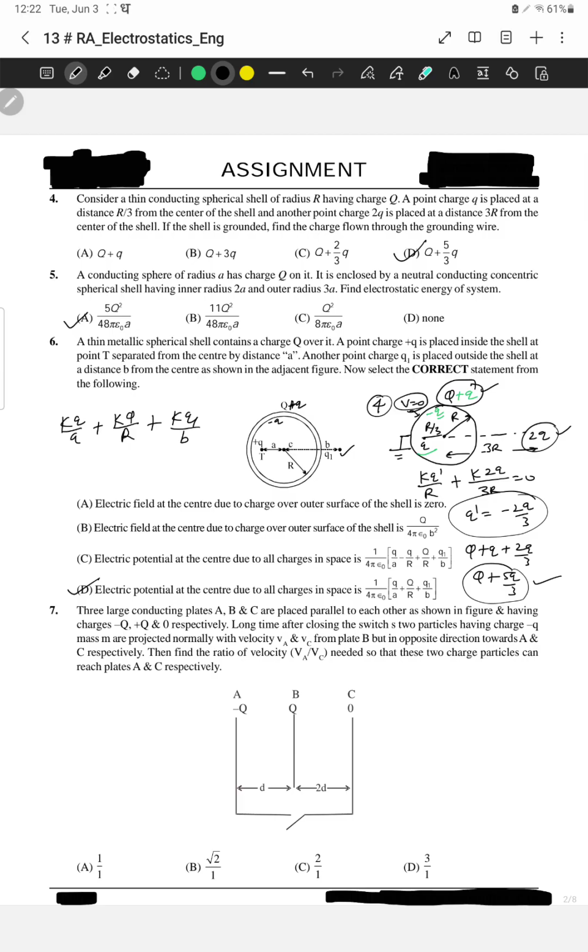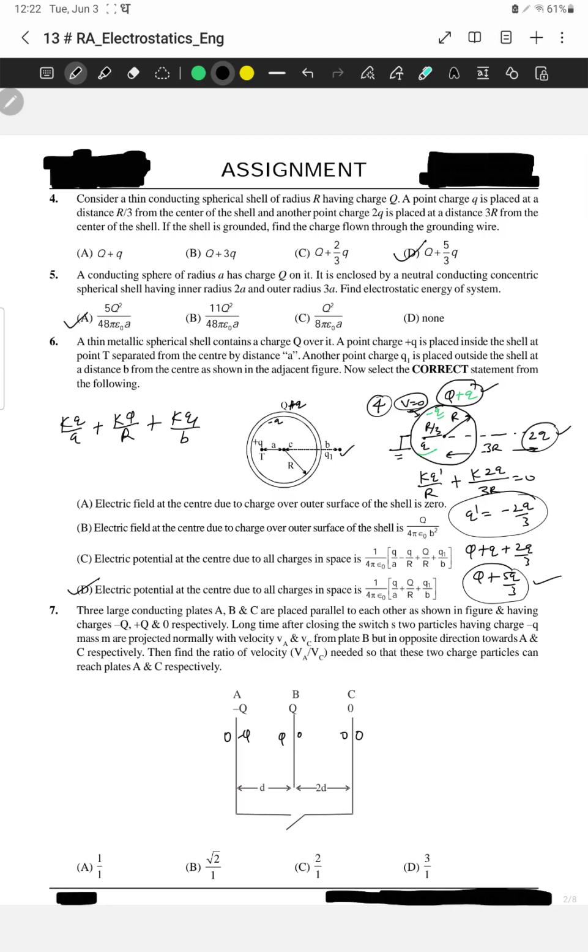Okay, let's come to the next question number 7. Three large conducting plates A, B, C are placed parallel to each other as shown in the figure, having charges minus q, plus q, 0 respectively. Long time after closing the switch, as two particles having minus q. So here, first of all, two plates, minus q plus q, total charge is 0. So we will distribute the charges: 0, 0, here minus q, here plus q, here 0, here 0.